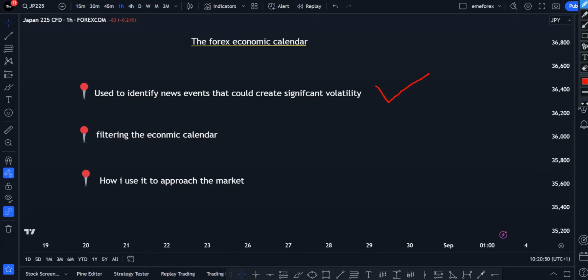Now the second is the part where we're going to be filtering this resource center to give us the significant information that we need. There is a lot of information there, but however not all of it is going to be useful to us. And the third is how I'm going to approach the market as well.